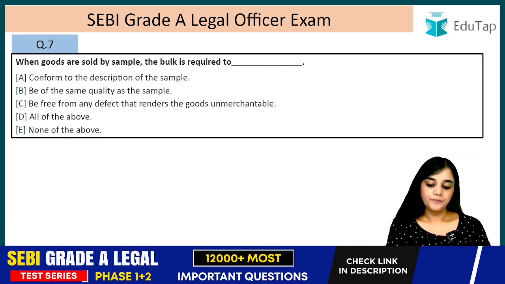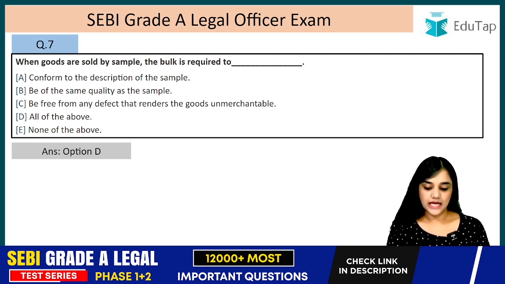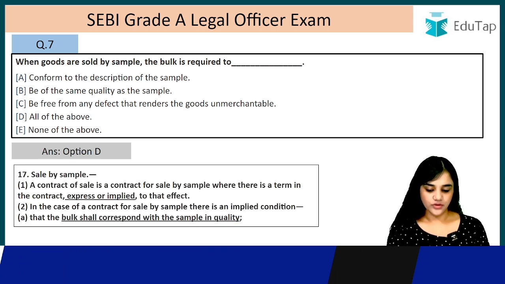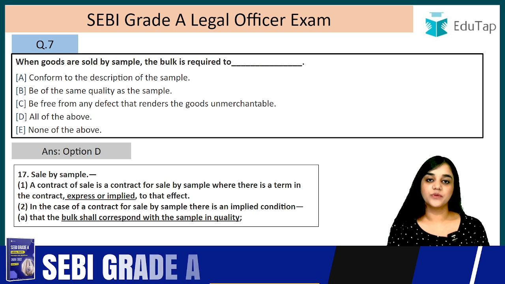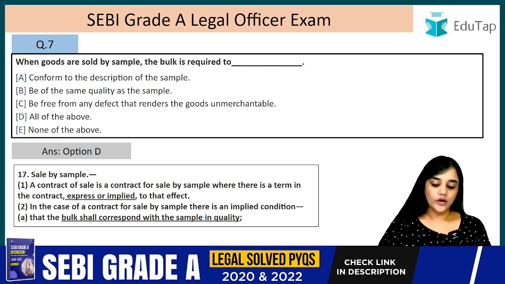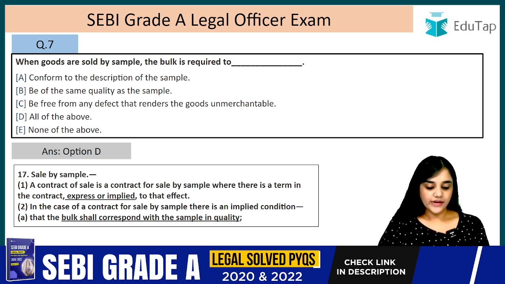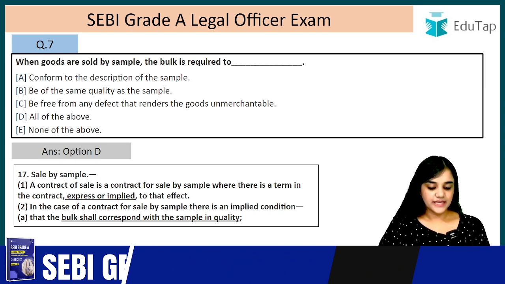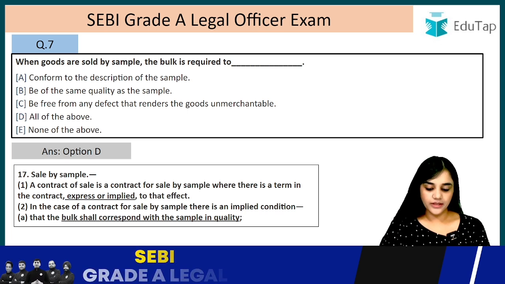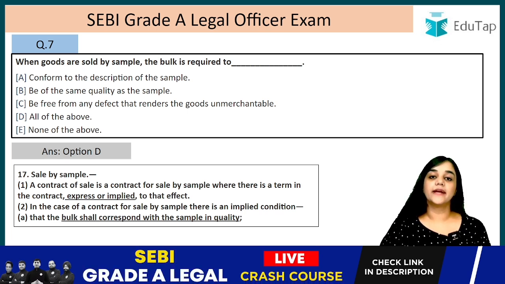Question number 7. When goods are sold by sample, the bulk is required to. The answer is D, all of the above. We will straight away move to the section, right? So sale by sample, it has been given in section 17. A contract of sale is a contract for sale by sample where there is a term in the contract, express or implied, to that effect.